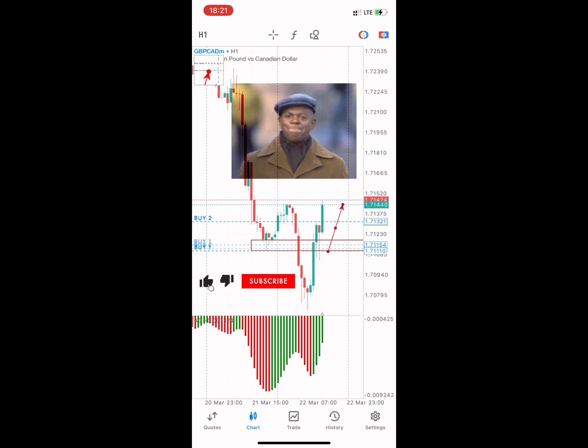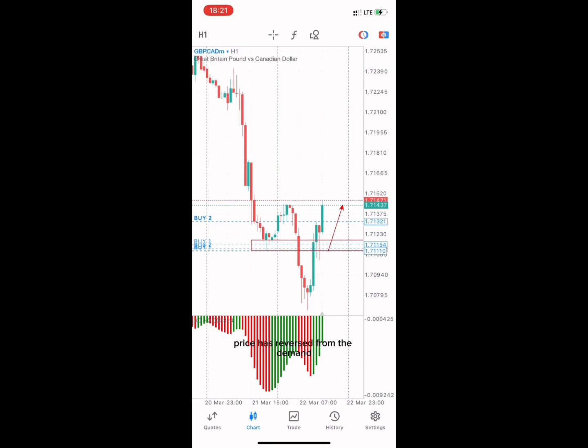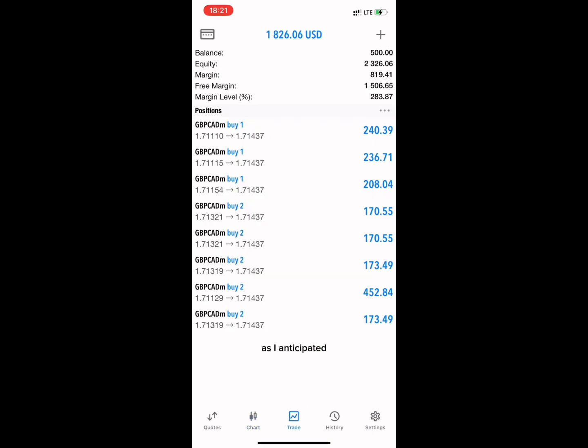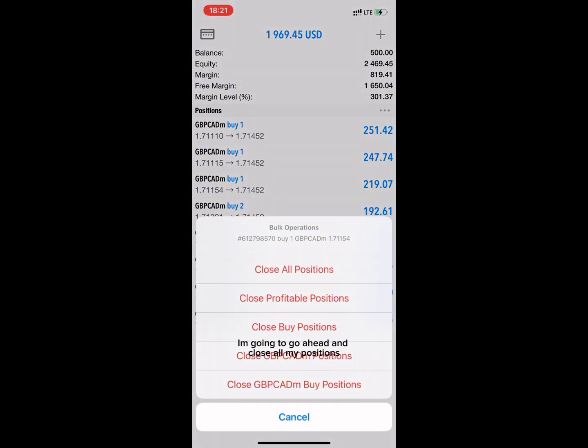A few moments later. Price has reversed from the demand and traded to the nearby high as I anticipated, and my positions are currently running at over $1,800 profit. So since price has reached my target area that I was looking to exit from, I'm going to go ahead and close all my positions.